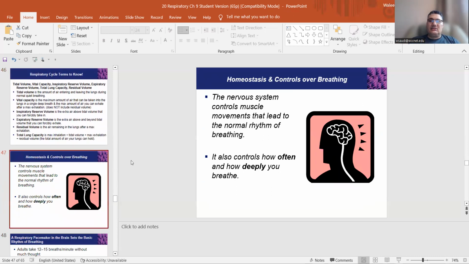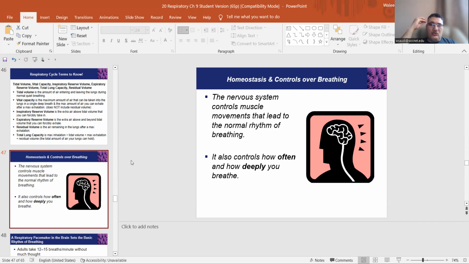Now, what is controlling our respiration? Of course, our nervous system controls everything. So what tells your chest to inhale and exhale? Even if you're sleeping, you still breathe in and out. The nervous system is the one that gives you a signal: breathe in and out, breathe in and out.